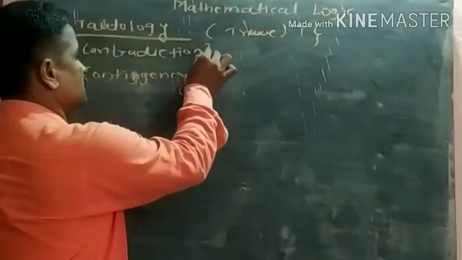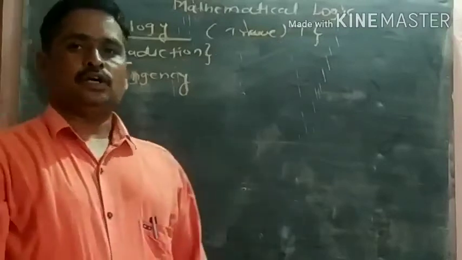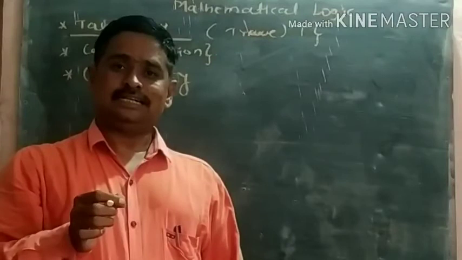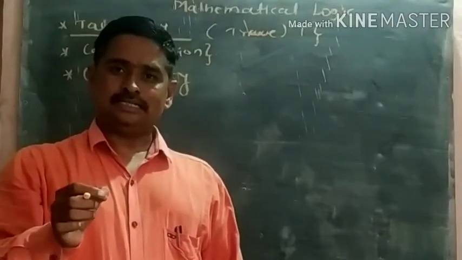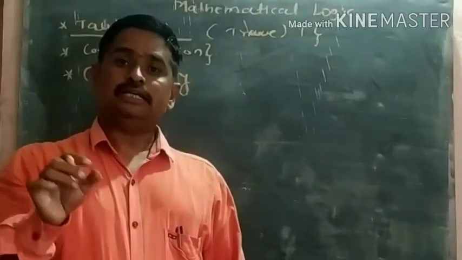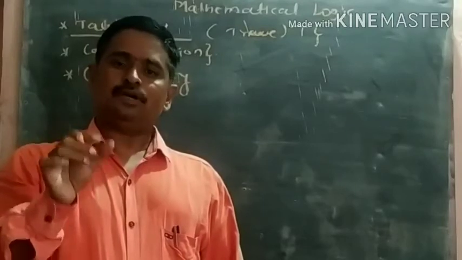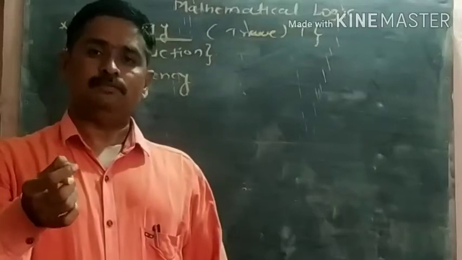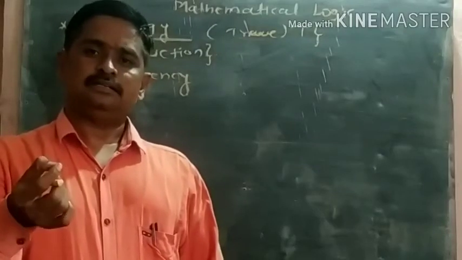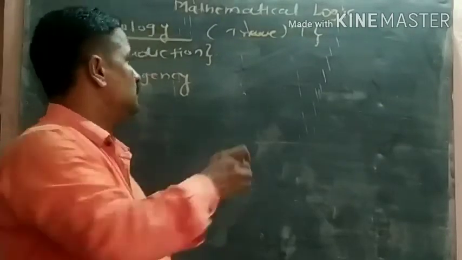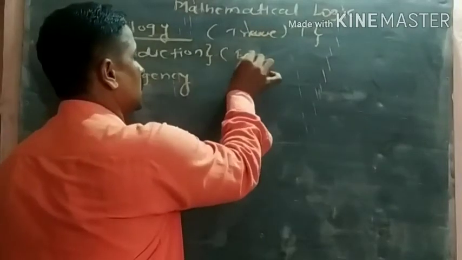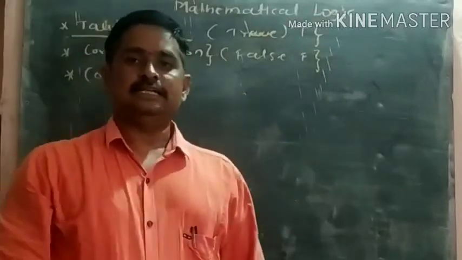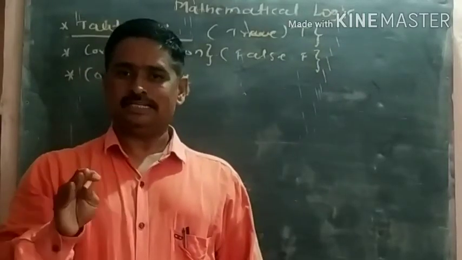Next, contradiction. Contradiction is also a statement pattern. We say that the statement pattern is a contradiction if and only if all the entries of the respective column are F. That means all the values are false, that is F. Then we say that the statement pattern is a contradiction.